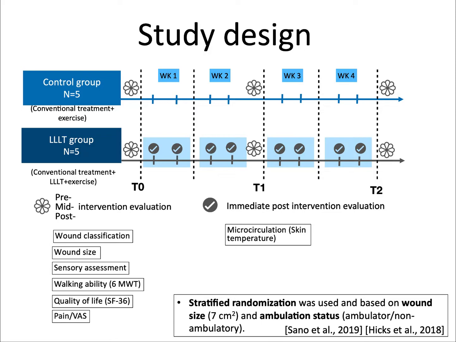And here is our study design. After assessing eligibility, we randomize the participants into a control group and a low-level laser group. We use stratified randomization based on wound size and ambulation status. The treatment frequency is 2 to 5 times each week for a total of 4 weeks. The control group received conventional treatment and exercise. The low-level laser therapy group received conventional treatment, exercise, and low-level laser therapy. And the pre, mid, and post intervention evaluations are at baseline T0, week 2 T1, and week 4 T2.